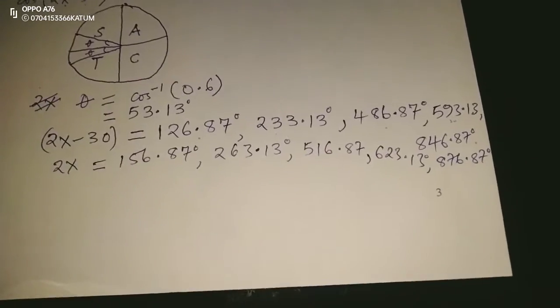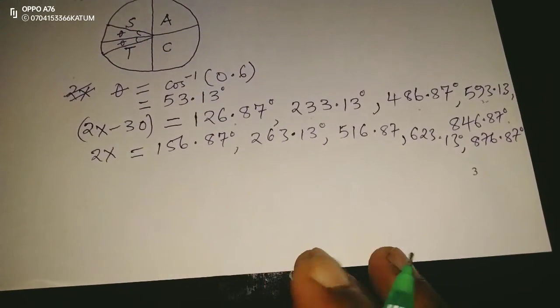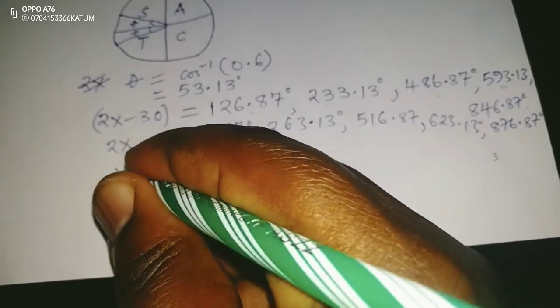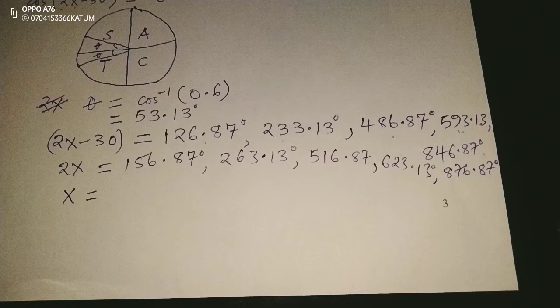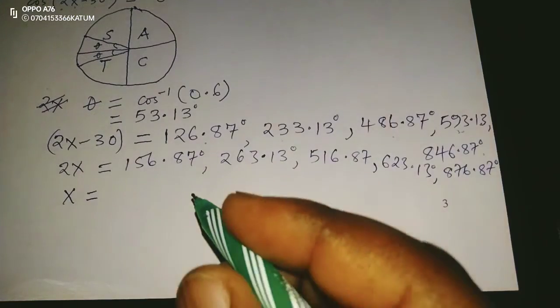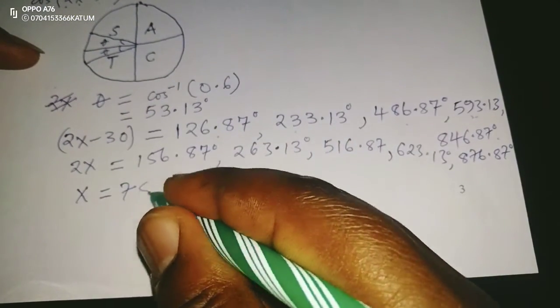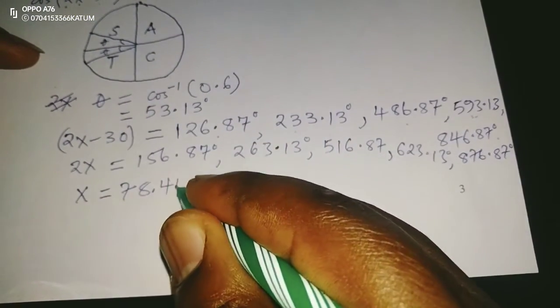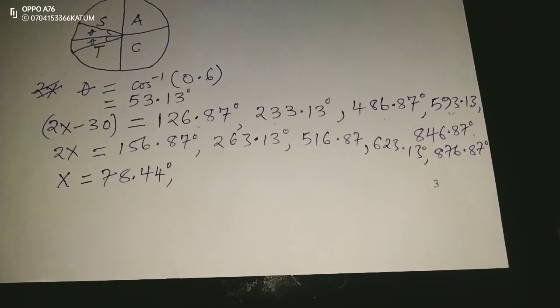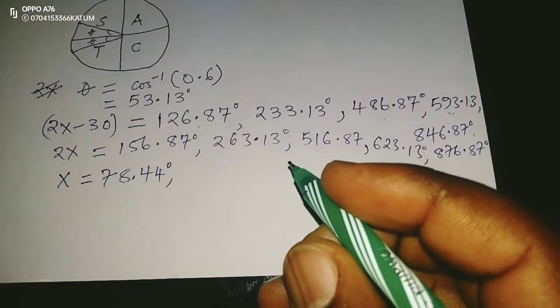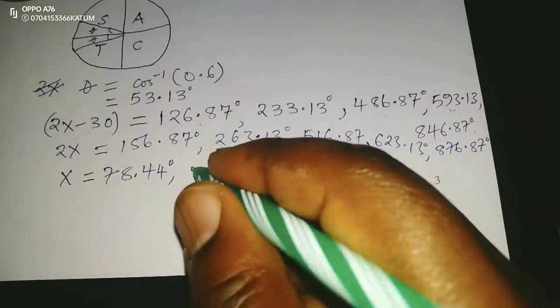And 846.87, when we add 30, becomes 876.87. Now with these values of 2x, we can get the values of x, whereby we divide every angle by 2. 156.87 divided by 2 becomes 78.44 degrees. The next is 263.13 out of 2, 131.57 degrees.